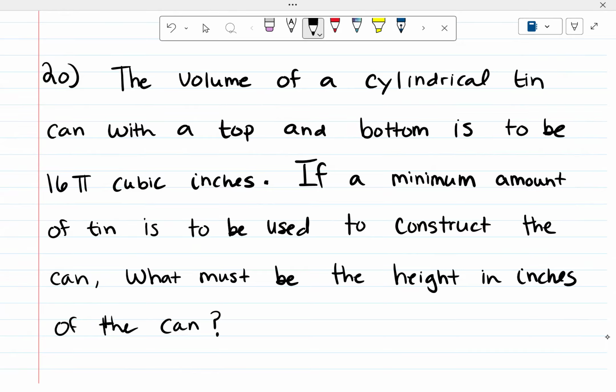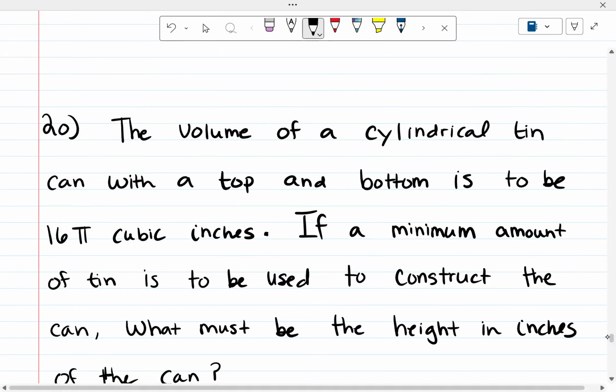So this word problem says the volume of a cylindrical tin can with the top and bottom is to be 16 pi cubic inches. If a minimum amount of tin is to be used to construct the can, what must be the height in inches of the can? Let me repeat it again. The volume of a cylindrical tin can with the top and bottom is to be 16 pi cubic inches. If the minimum amount of tin, so the smallest amount of tin, is to be used to construct this can, what must be the height in inches of the can?